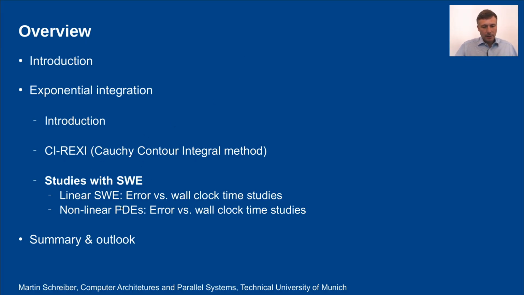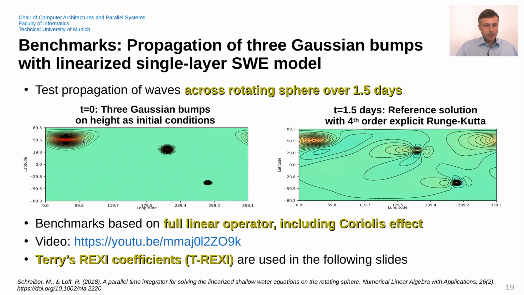Okay, let's run some studies with that. So the first studies are given by the linear shallow-water equations on the rotating sphere, which is given on that lat-long grid here, where we have bumps of different sizes as initial conditions. And after 1.5 days, we stop the simulation, and then we get the bumps at similar locations to the previous ones, but we also get these meandering curves here, which are caused by the Coriolis effect.